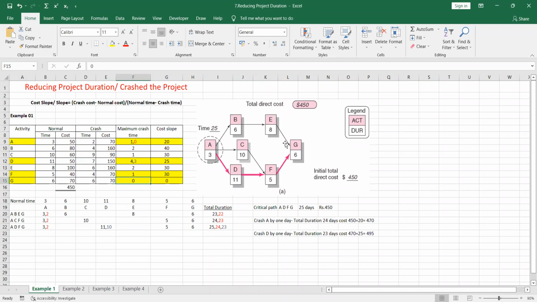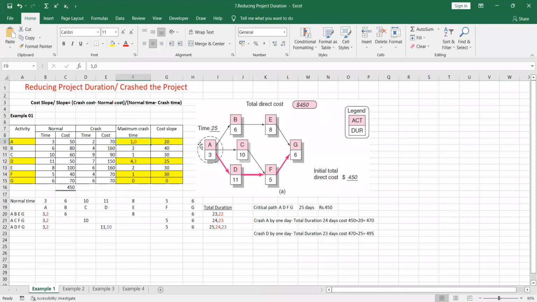So after drawing this project network, you have to find out the maximum crash time. Maximum crash time you can find by taking your normal time and deducting the crash time. For the activity, normal time is 3, deducting crash time of 2 means the maximum crash time is 1. These things are in black color, right? Likewise, you have to find the maximum crash time for all of these activities.